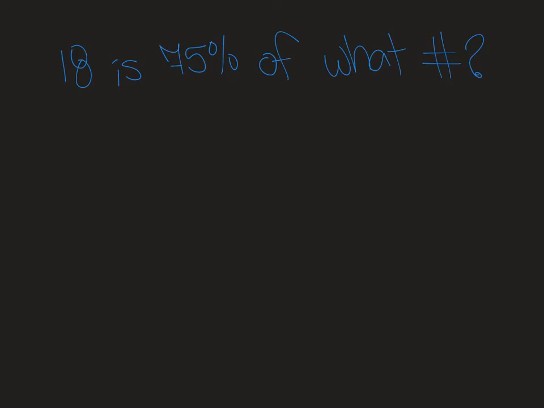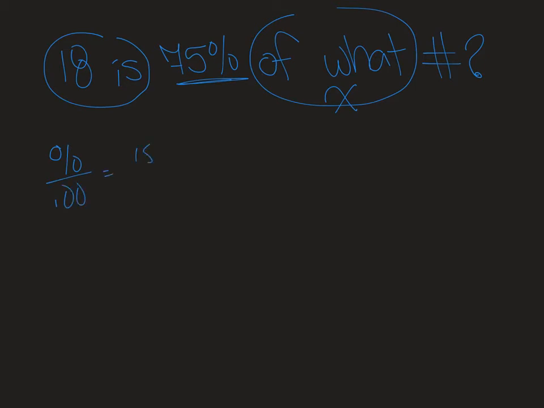Let's do another example similar to this using those more simple terms before we move into an application problem. So what if I say 18 is 75% of what number? Okay, so here we have 18 is, we've got our percent, we do not have our of, so this will be our unknown. So I'm going to use that percent over 100 equals is over of.